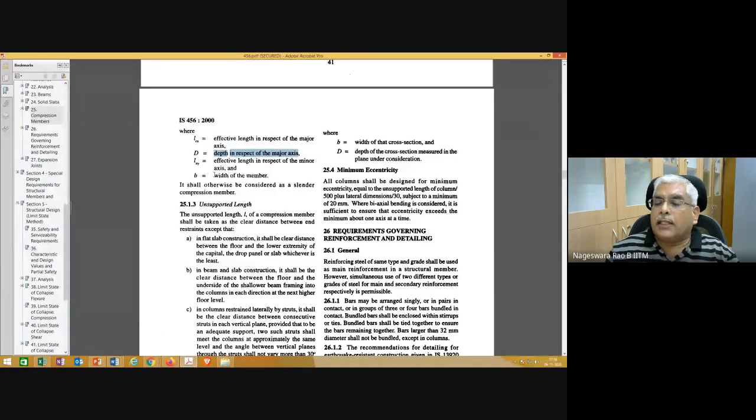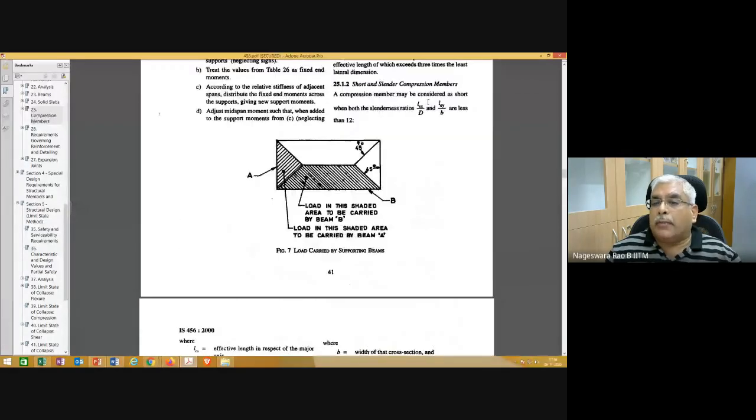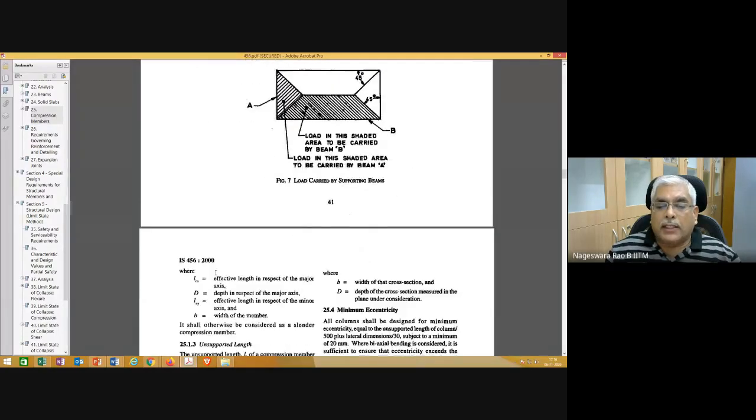B is the other dimension, width of the member. Okay. So, what is X? X is major axis, Y is minor axis. Effective length with respect to the major axis divided by depth with respect to the major axis.